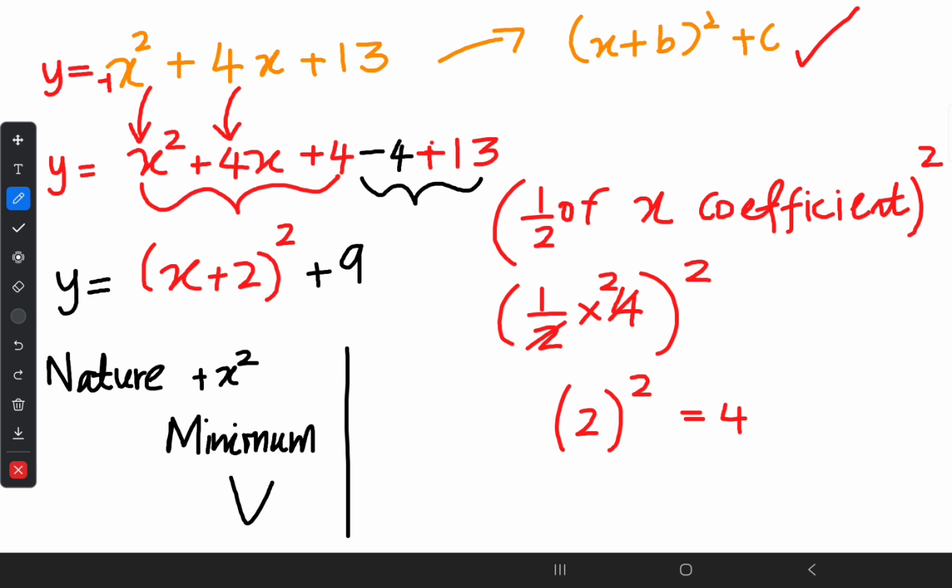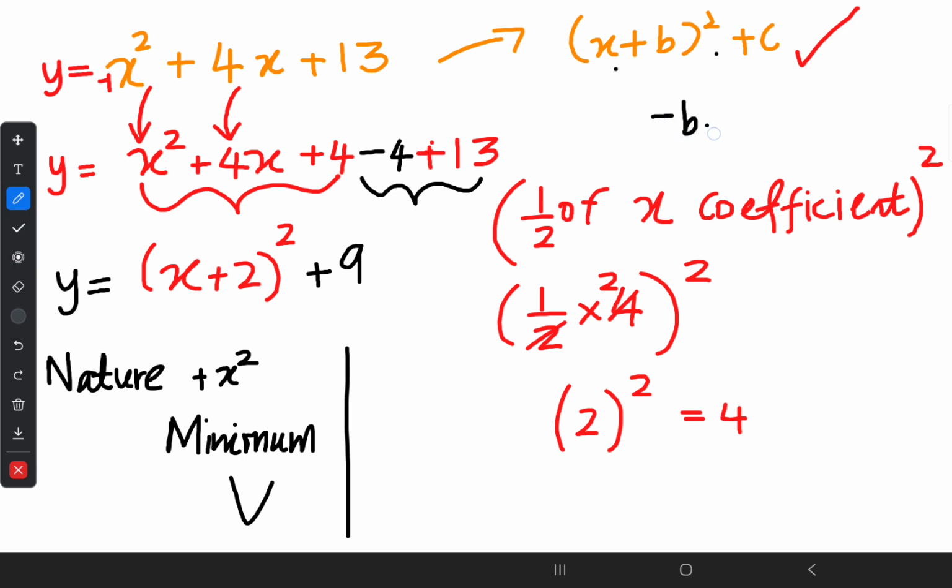Next we need to find the turning point. To find the coordinates of the turning point, from the format x plus b whole square plus c, if the value is b, you have to take the opposite direction.